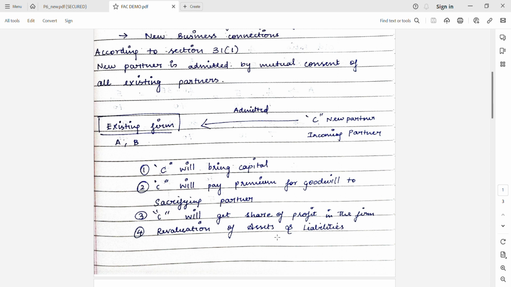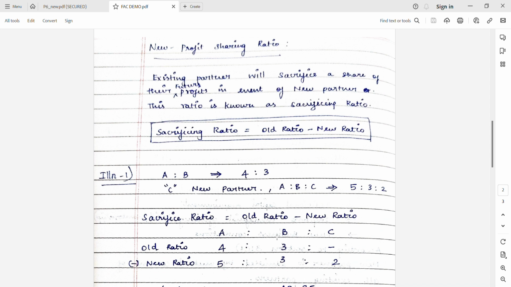And at the time of admission, they will revalue the assets and the liabilities of the firm. So these are the major things we have to see from the accounting perspective when a new partner is admitted. Okay. So whenever a new partner is admitted, we need to calculate a new profit sharing ratio. The new profit sharing ratio is calculated using a formula known as the sacrificing ratio.